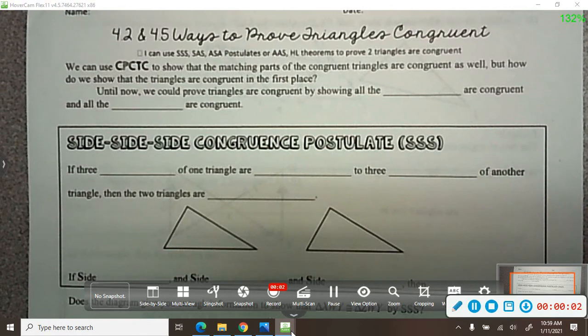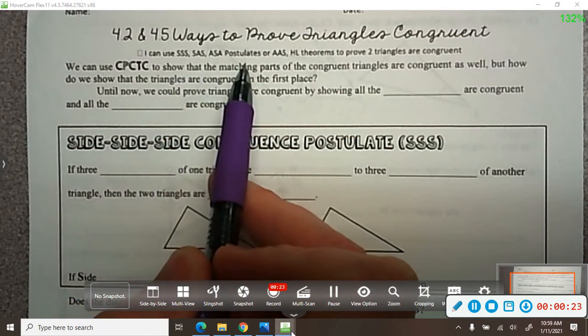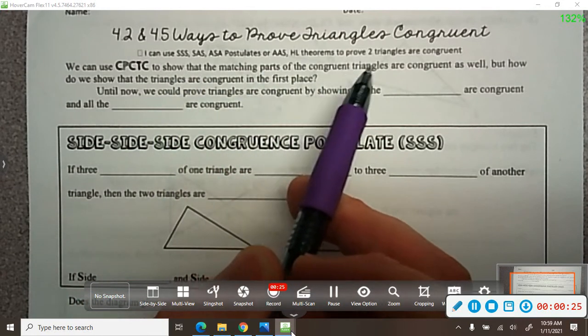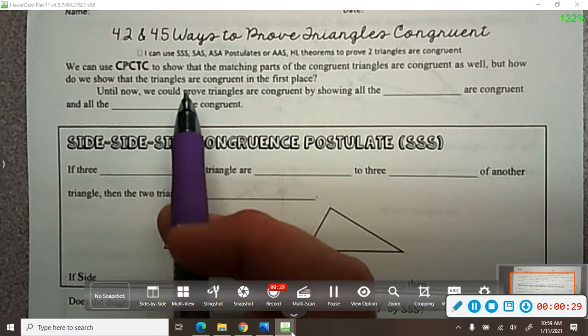So today you're going to use the SSS, SAS, ASA postulates, or the angle side or hypotenuse leg theorem, just to show that two triangles are congruent. Last week we talked about the CPCTC, and we used that to show that matching parts of congruent triangles are congruent, but how do we know if two triangles are congruent in the first place?